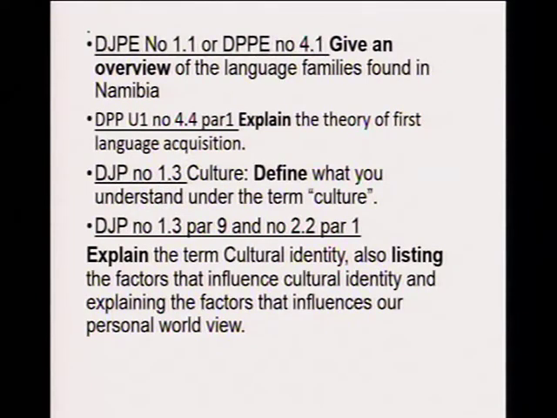The first one, in the DJP number 1.1 or DPP number 4.1, give an overview of the language families found in Namibia. There you just give an overview. It's just how it stands in your study guide. You do not have to do anything else.